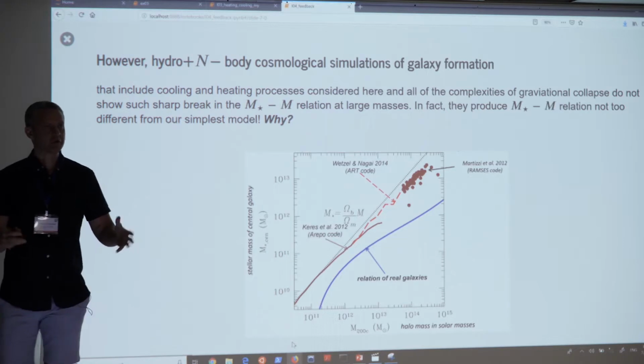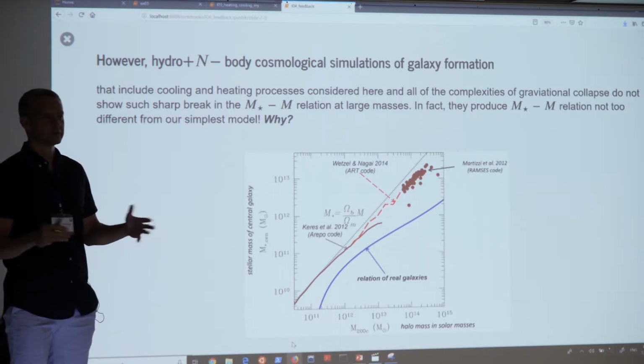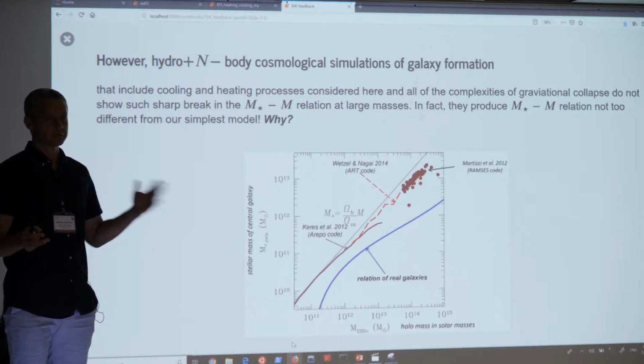Do you guys have any questions about this? How this puzzle is explained?